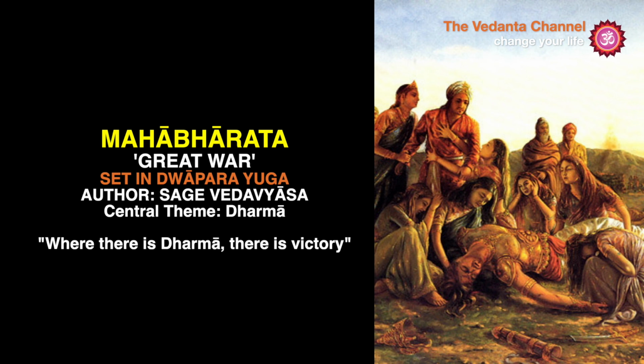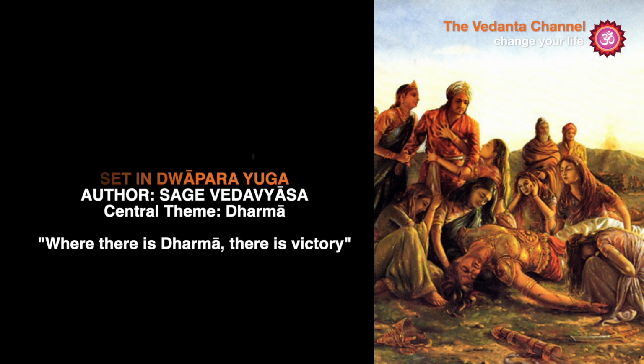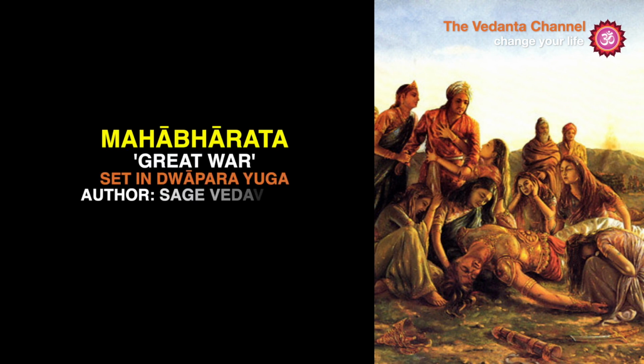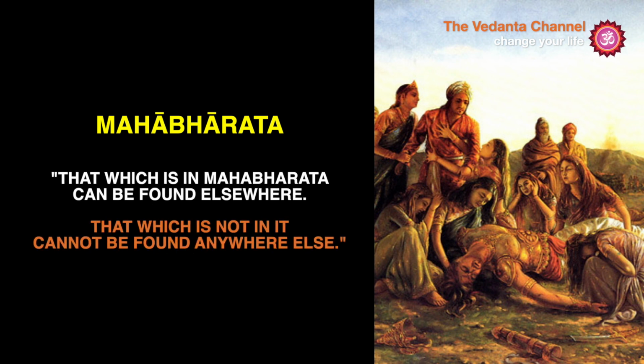The story unfolds towards the end of Dwapara Yuga and describes a great war between royal cousins. The story is a platform for conveying the all-encompassing principles of Sanatana Dharma. It is an inspiring account of ancient India's splendor and glory and is comprehensive in terms of the subjects dealt with. It is said, that which is in Mahabharata can be found elsewhere, but that which is not in it cannot be found anywhere else.